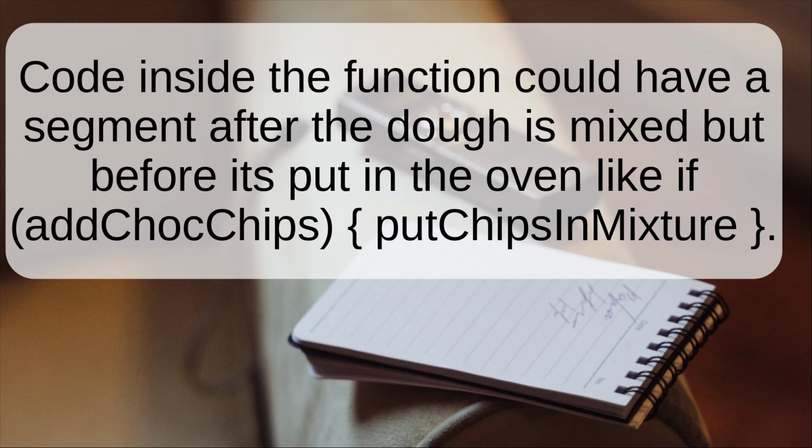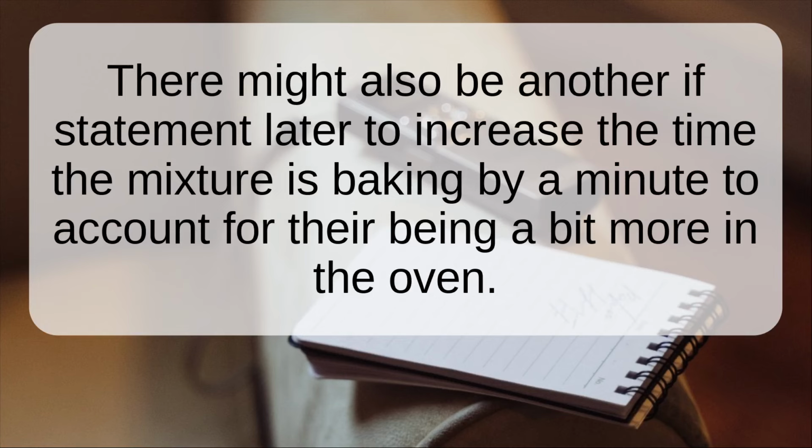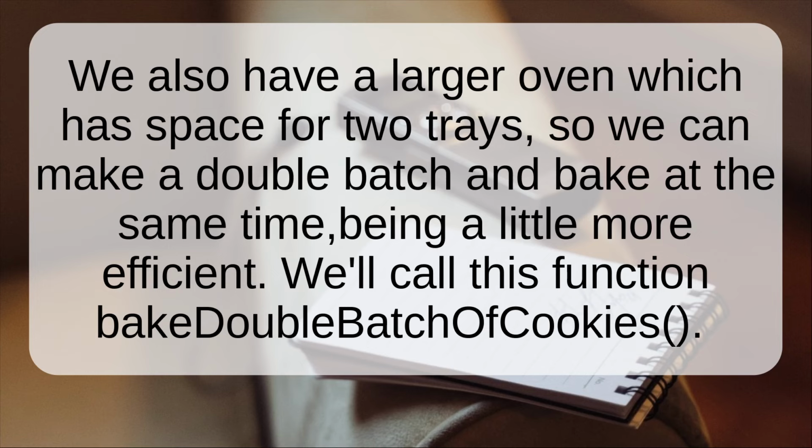Code inside the function could have a segment after the dough is mixed, but before it's put in the oven, if add choc chips, then put chips in mixture. There might also be another if statement later to increase the time the mixture is baking by a minute to account for there being a bit more in the oven. We also have a large oven which has space for 2 trays, so we can make a double batch and bake at the same time, being a little more efficient. We'll call this function bake double batch of cookies.